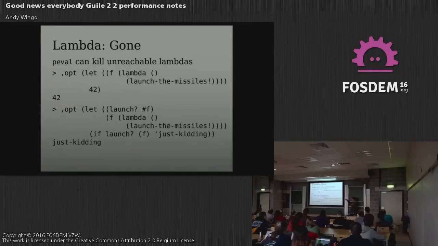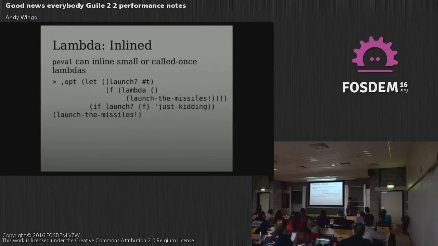In the second case, we have 2 variables. One is whether or not to call the function. So launch is this Boolean false value, and we bind the function to f. And then in the body of our let expression, if the value of launch is true, then we call f, and otherwise, just kidding. Well, p-eval also sees through that launch and folds that branch, and so it ends up reducing the whole thing to just kidding. So lambdas that are never used as values or used in any way will be removed from your program pretty much.